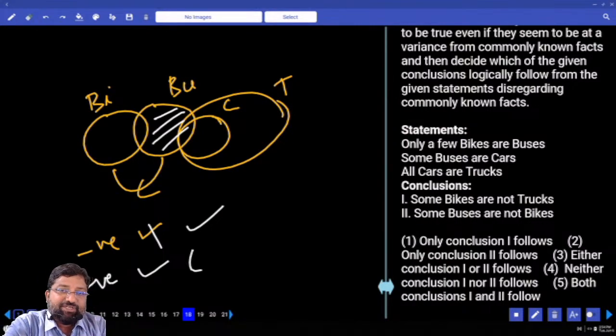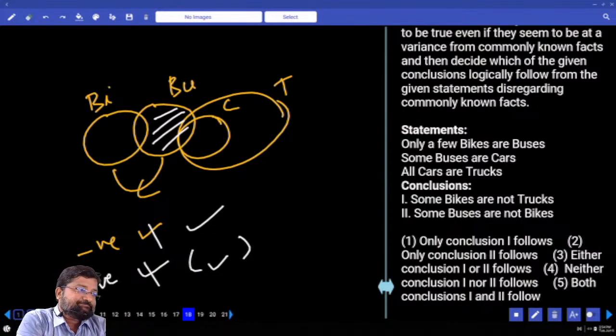Can all the buses go inside bike? Sir, can all buses go inside bike? Yes, without any problem. So this is wrong. What's the answer? Neither one.